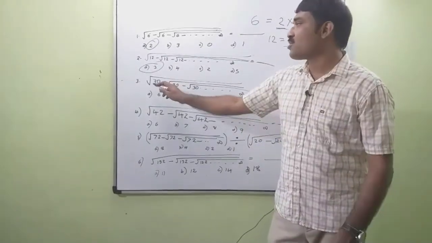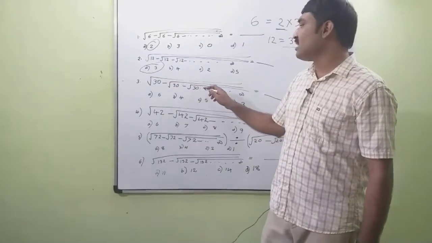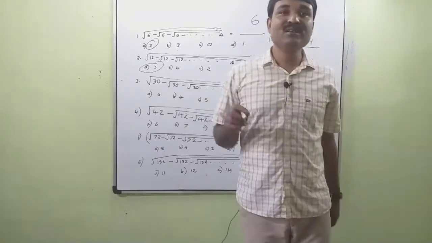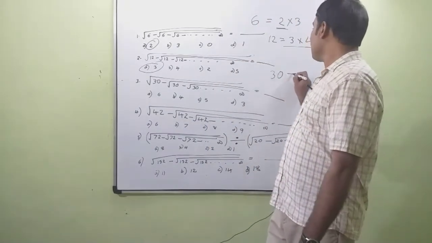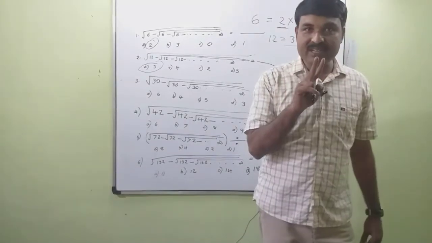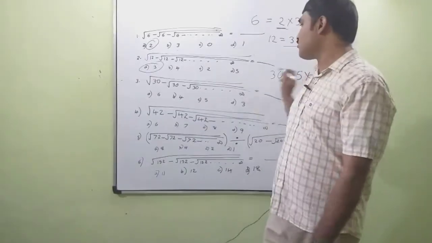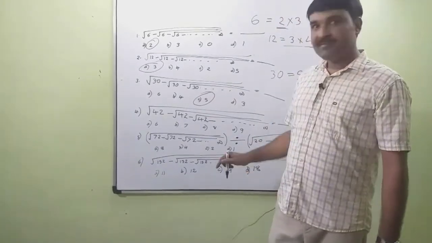Now look at this question. Square root of 30 minus square root of 30 minus square root of 30 minus, going up to infinity. So we can write 30 is equal to 5 into 6, the product of two consecutive integers. So the answer is the smallest of these, that is 5. So the correct option is C.